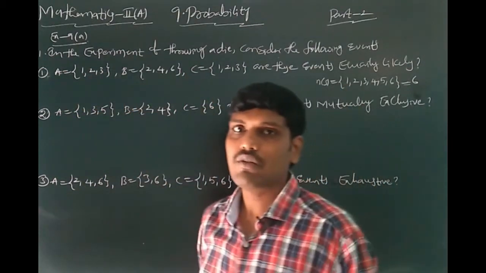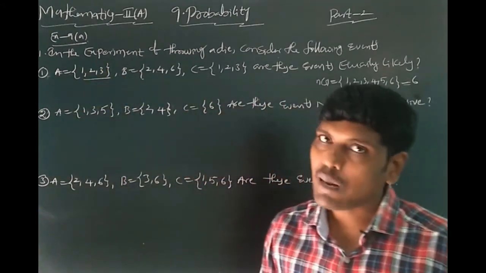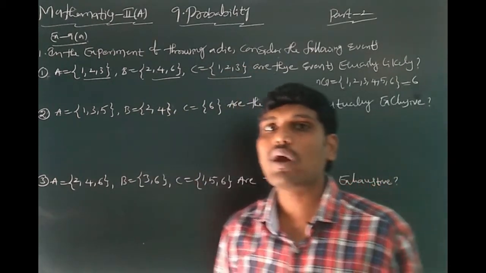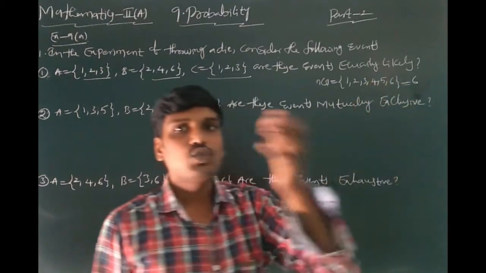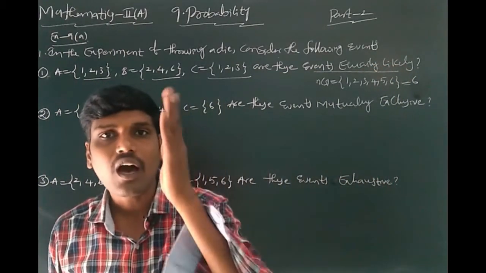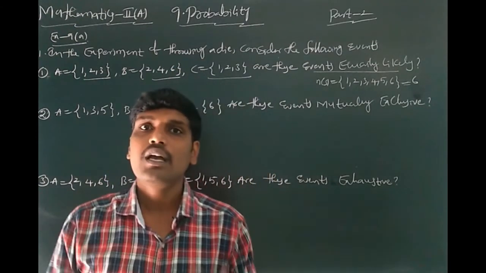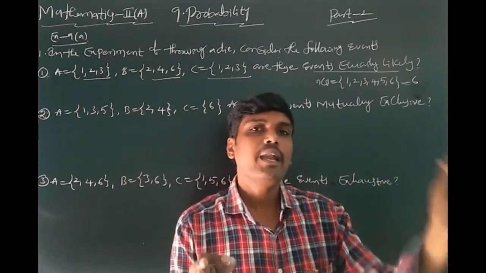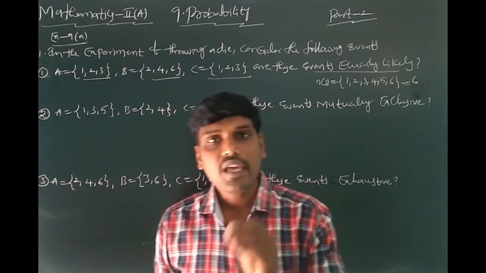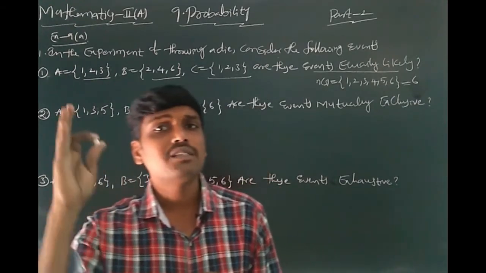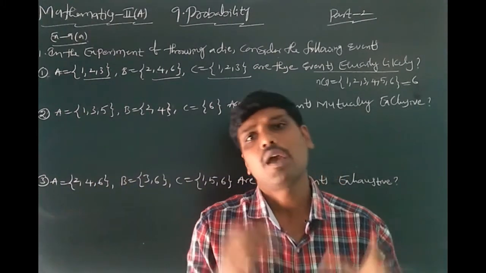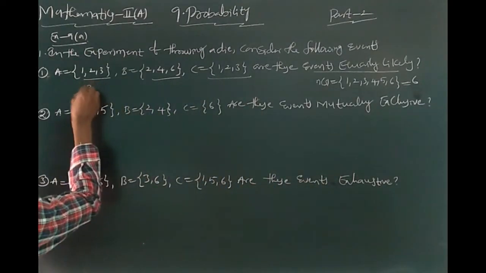Three events are given. What is the first event? First event is A equal to {1, 2, 3}. Second event B is equal to {2, 4, 6}. Third event C is equal to {1, 2, 3}. This die is thrown. Are these 3 events equally likely events? Equally likely events are nothing but events having an equal number of elements. Those events are called equally likely events. If the number of elements is equal, or the probability of each event is equal, that is also called equally likely events. Both are correct.